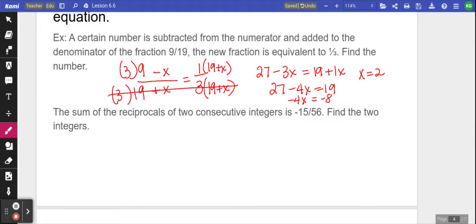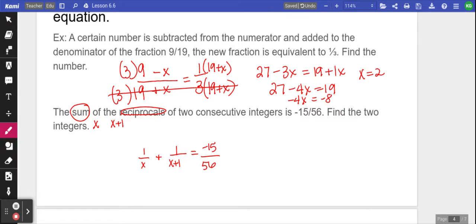The sum of the reciprocals of two consecutive integers is negative 15 over 56. So going back to our consecutive integers, if I don't know what the first number is, it would be x. And if I don't know what the second one is, it would be x plus 1. But it also wants me to do their reciprocals, which are their flipped fractions. So I have 1 over x plus 1 over x plus 1, and I know that I'm adding because it says the sum, and it says that is negative 15 over 56.